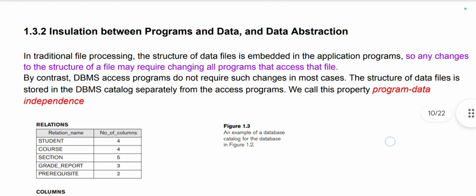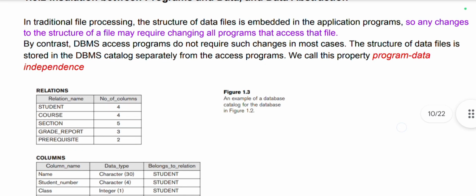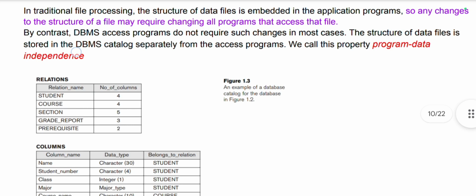You can see an example of a database catalog for the database. Database catalog means database definition. We have defined relation names: student, course, section, grade report, and prerequisites. Student has 4 columns, course has 4 columns, section has 5 columns, and grade report has 3 columns.